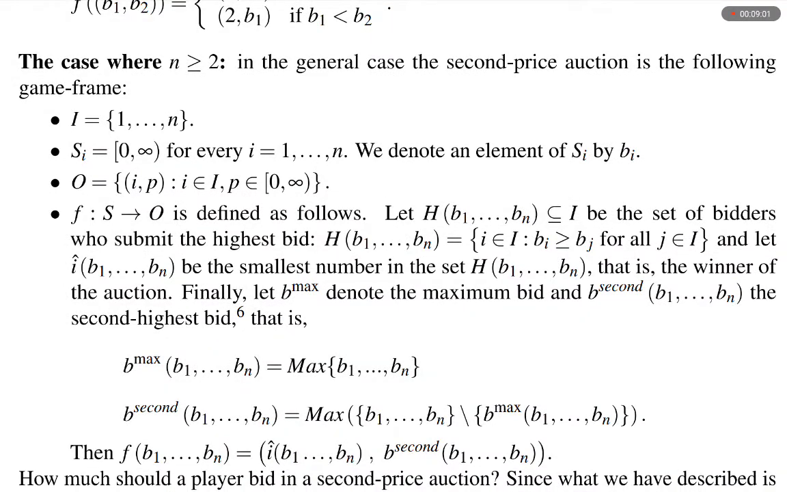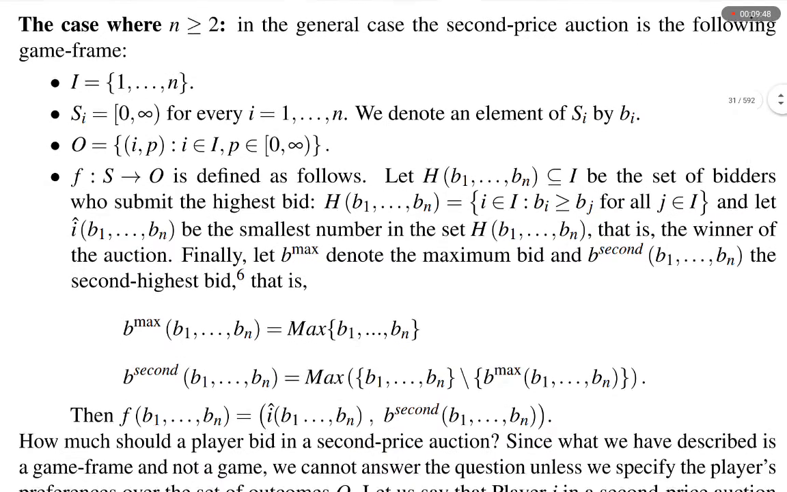The case where n is greater than or equal to 2: in the general case, the second price auction is the following game frame. First bullet point, I equals {1, ..., n}. Second bullet point, S_i equals [0, ∞). For every i equals 1 through n, we denote an element of S_i by b_i. Third bullet point, O equals {(i, p): i is an element of I, p is an element of [0, ∞)}.